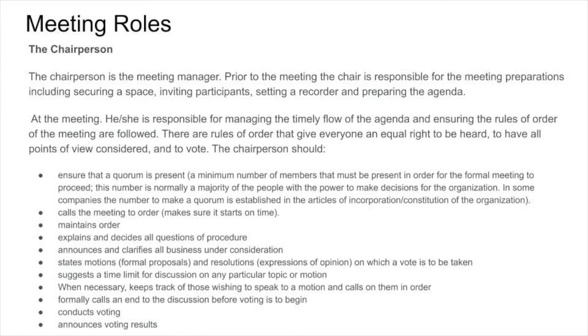The chair also conducts the voting, calling a vote amongst the group of members. That's one way to settle an issue, is to vote on it. Okay, if we feel we've talked about it enough, let's vote on it. If the majority votes in favor of it, majority wins. And the chair announces the voting results. So we can't overstress the value of the chair in a meeting.